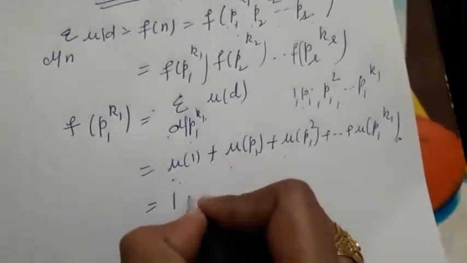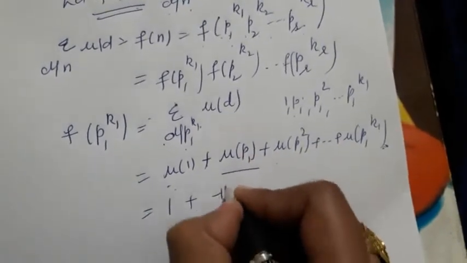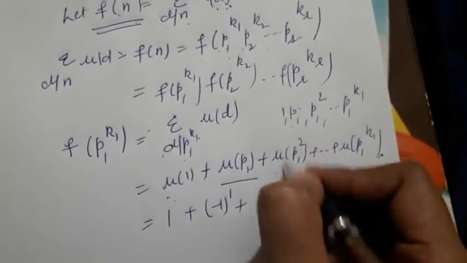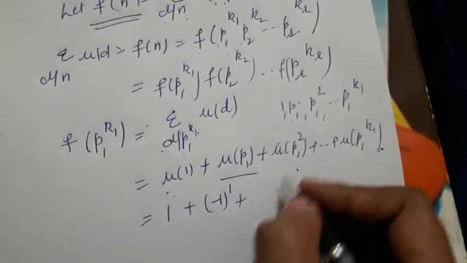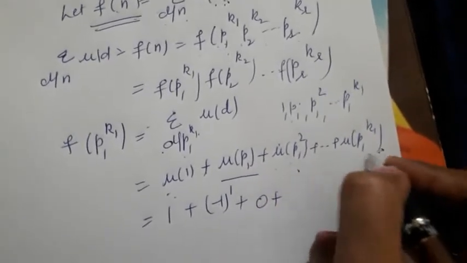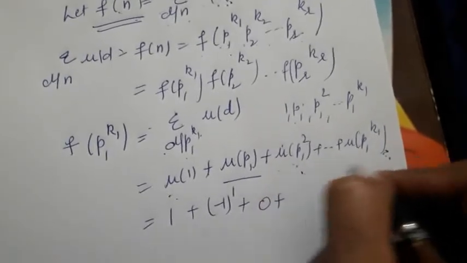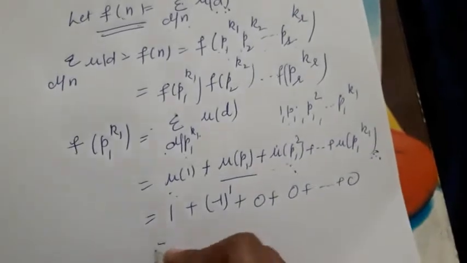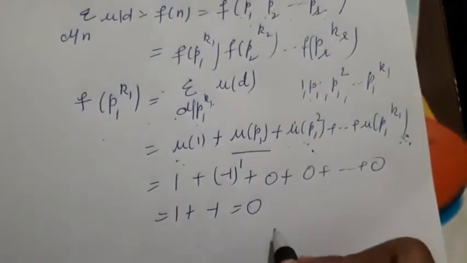So we have taken all the divisors. Mu(1) we know comes out to be 1. What about mu of p1? p1 is a single prime number, therefore the value is (-1) raised to power 1. Here it is a square: a square factor divides p1 square, therefore mu of p1 square is 0. Again all the powers after this are greater than 2, so p1 square divides all of them, so all the values are 0. Therefore its value is 1 minus 1, that is 0. So f of p1^k1 comes out to be 0.